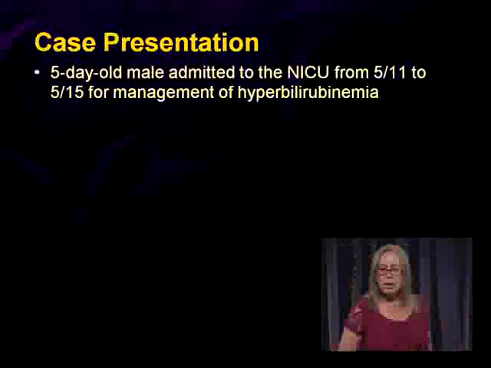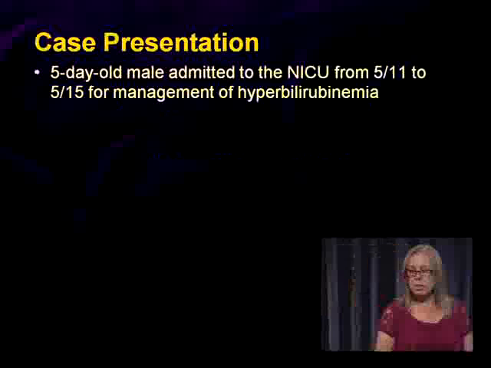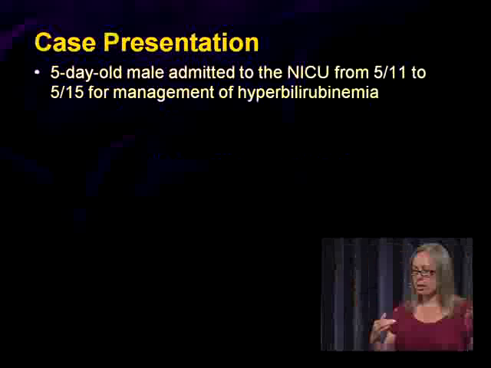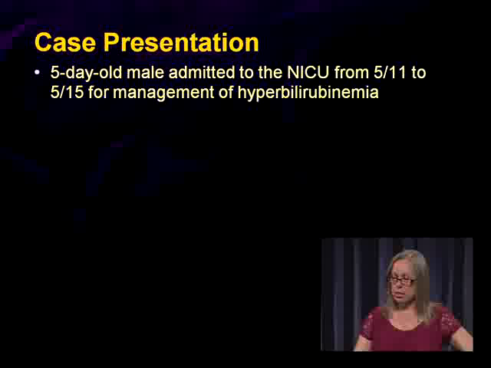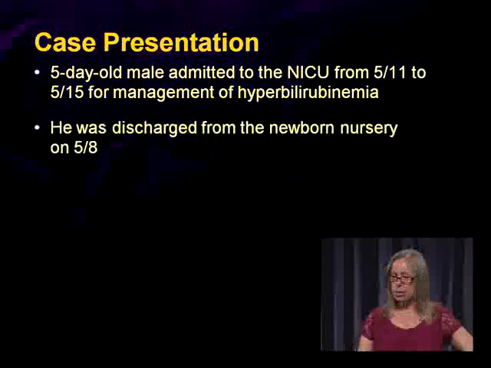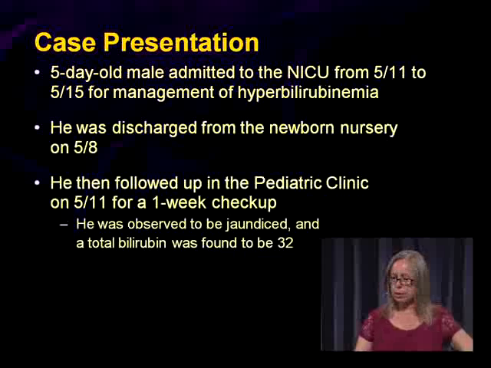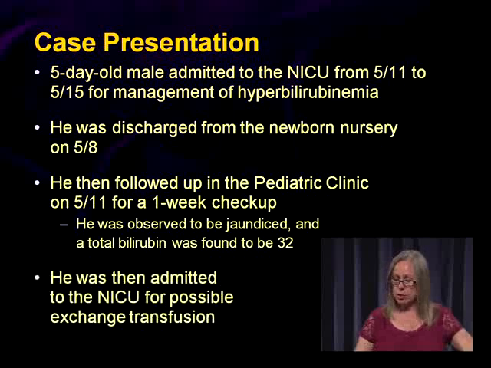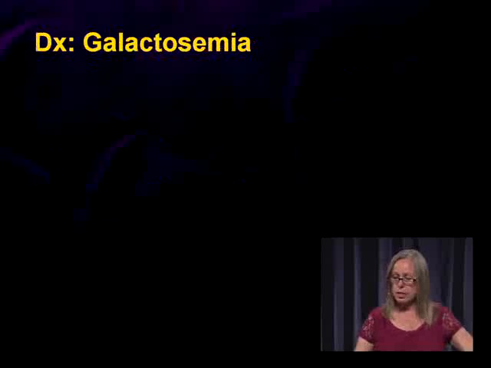Here's a case, 5-day-old male that's admitted to the NICU from May 11th to May 15th for management of his hyperbilirubinemia. He was discharged from the nursery on 5/8 initially, so 3 days prior. Then followed up in the pediatric clinic on May 11th for his 1-week checkup and was observed to be jaundiced with a total bili at 32, and that's what got him admitted. So went to the NICU for a possible exchange transfusion, and his underlying diagnosis is galactosemia.